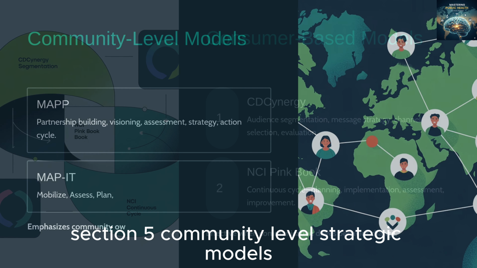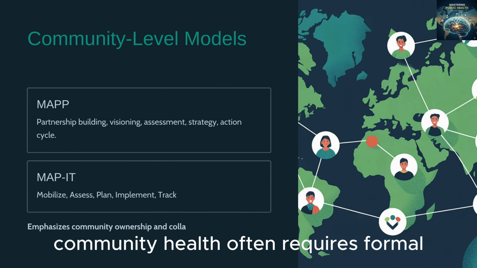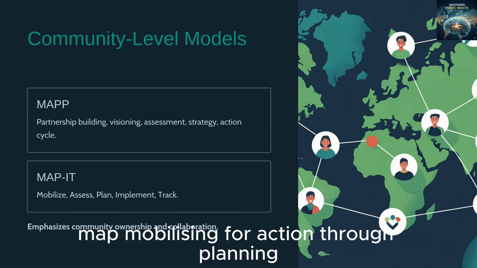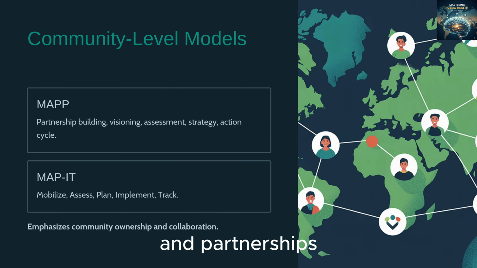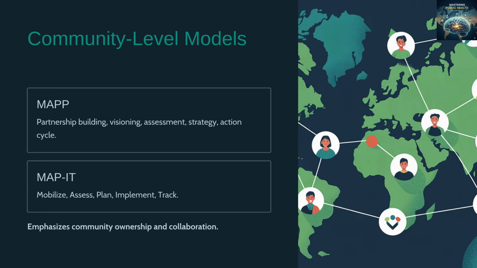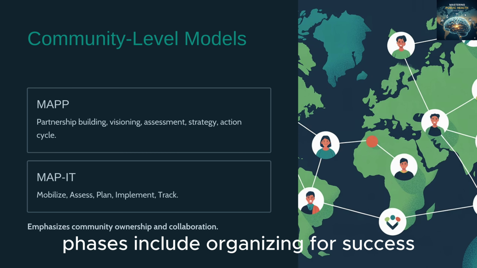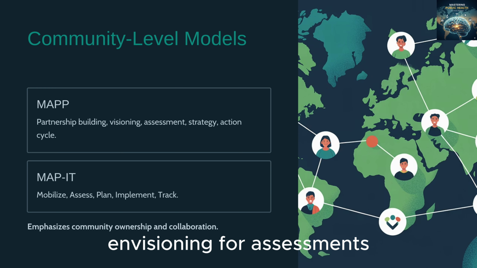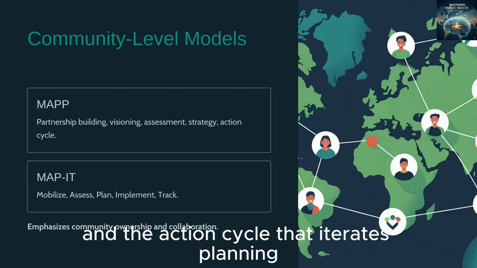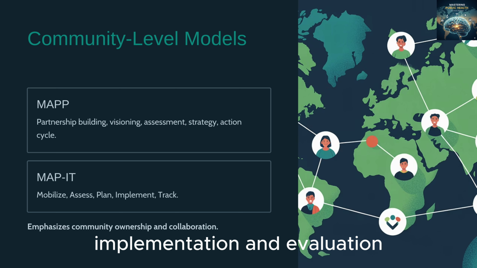Section 5, Community Level Strategic Models. Community health often requires formal participatory planning with local partners. MAPP, Mobilizing for Action through Planning and Partnerships, a community-driven process developed by NACCHO. Phases include organizing for success and partnership development, visioning, four assessments, identifying strategic issues, formulating goals and strategies, and the action cycle that iterates planning, implementation, and evaluation.